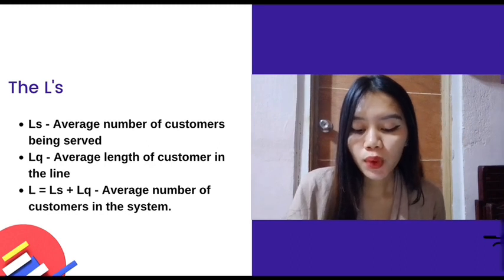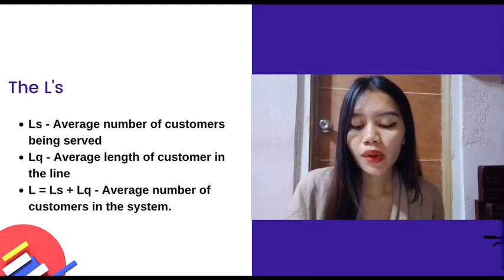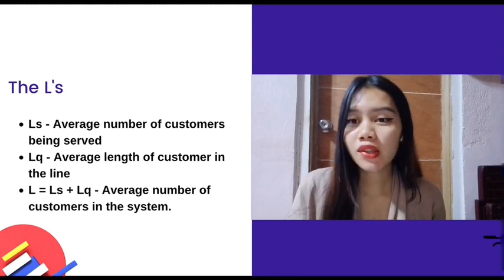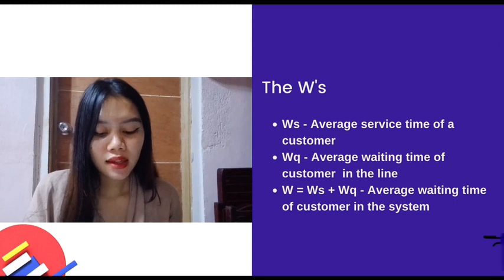Second is the LQ that represents the average length of customers in the line. And lastly, L is equal to LS plus LQ, that represents the average number of customers in the system. And the second set that we have is the W's.